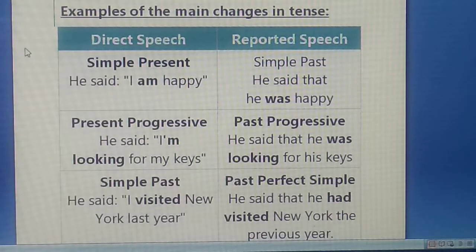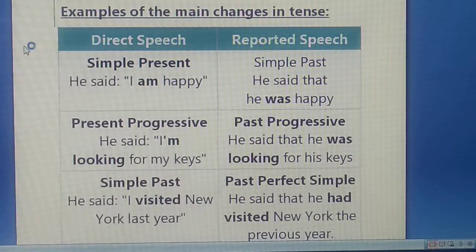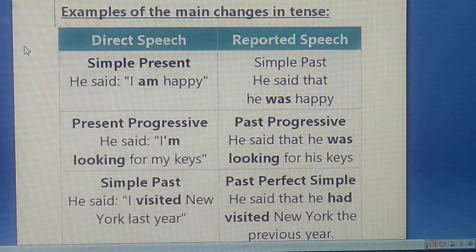Now let's have a look at this, children. He said, I'm looking for my keys. I'm looking means still looking. It's going on. He said that he was looking for his keys. So present progressive means continuous. Present progressive or continuous tense changes into past continuous.